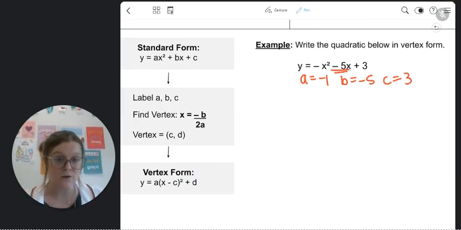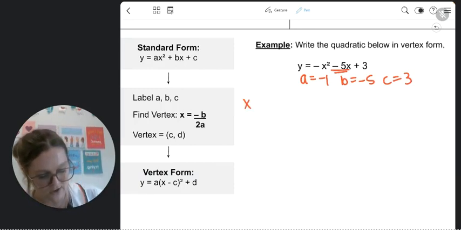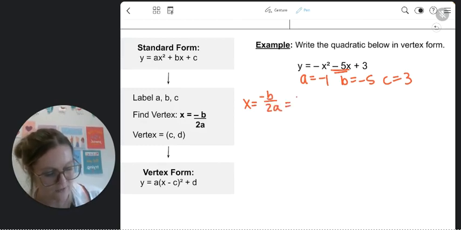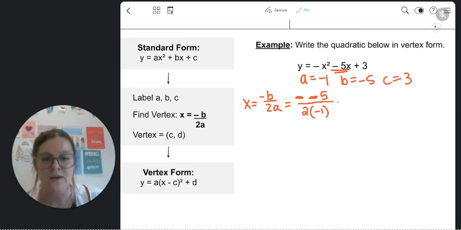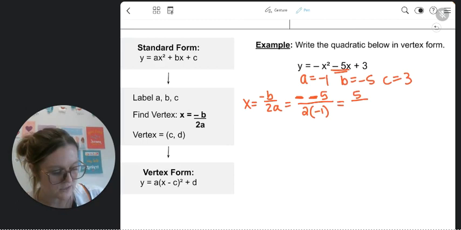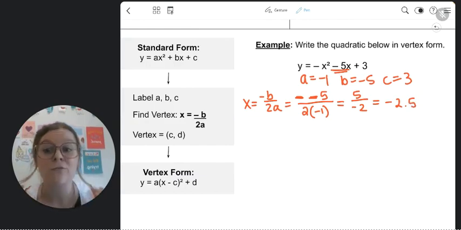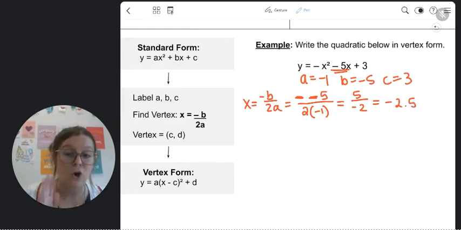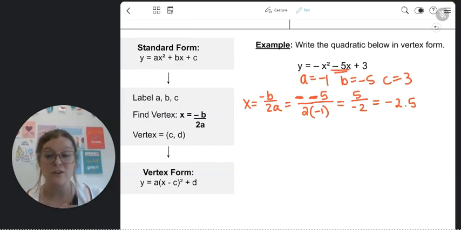We have to find the x value of our vertex first, so remember that equation, x equals negative b over 2a. We're going to plug in our b and a, so negative from the formula, negative 5 from my b value, 2 from my formula, negative 1 from my a value. Cleaning it up, we get 2 negatives on top, make a positive. 2 times negative 1 is negative 2, and when I divide that in my calculator, I'm going to get negative 2.5. There's my x value. Do not freak out. Fractions and decimals are okay, and when we're doing your project, you guys are actually going to have decimals, so I wanted to practice with one of them.